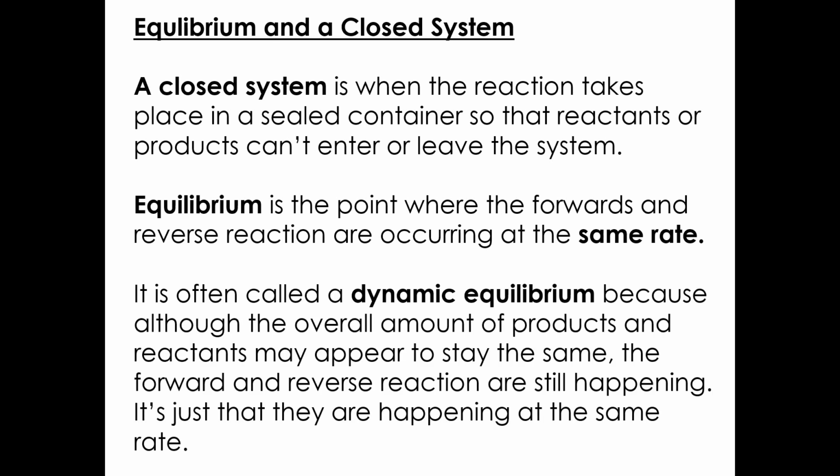It's sometimes called a dynamic equilibrium because although the overall amount of products and reactants may appear to stay the same, the forward and reverse reaction are still happening. It's just that they're happening at the same rate. So it might look like you're not making any more of the product. You actually are. It's just that it's turning back into the reactants as quickly as it's being formed.